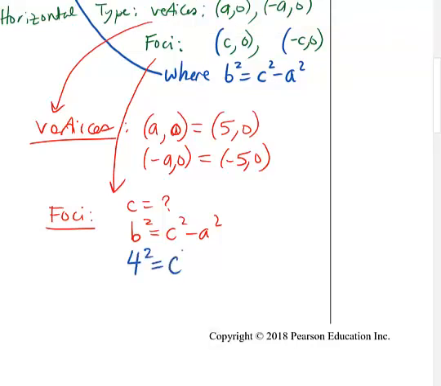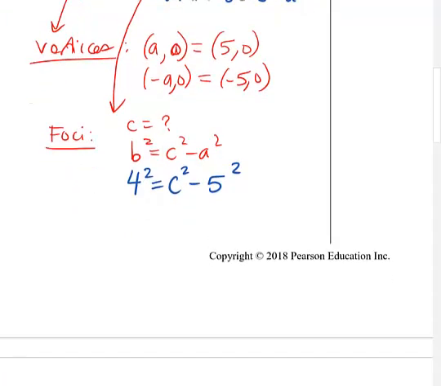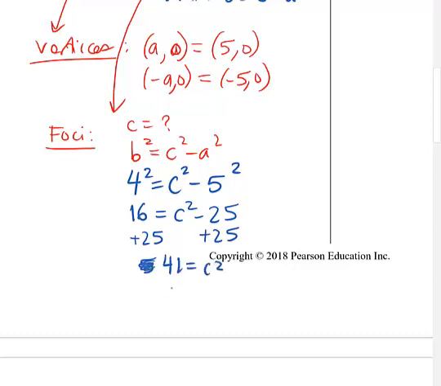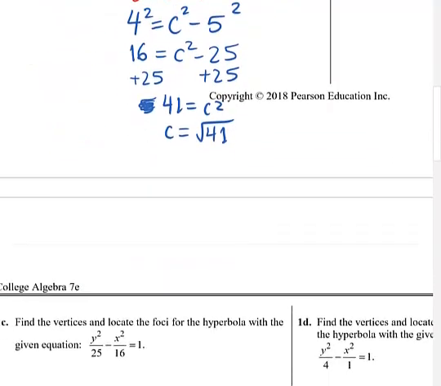And c we don't know, we'll leave it as is. a is 5. So once we solve this equation, 16 equals c squared minus 25. Let me move that 25 over. That'd be 41 equals c squared. Okay, that means c must be the square root of 41, because c should be a positive number.